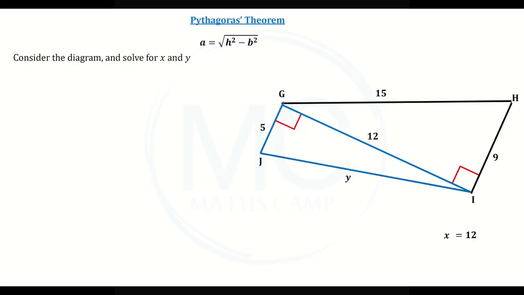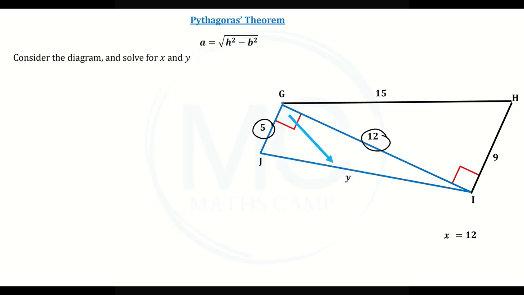In this triangle, G is the 90-degree angle, and y lies directly opposite it. So in this triangle, y is the length of the hypotenuse. We have two known sides. GJ is 5 units long, and we've just found that GI is 12 units long. So we can use these known sides to find the value of y.